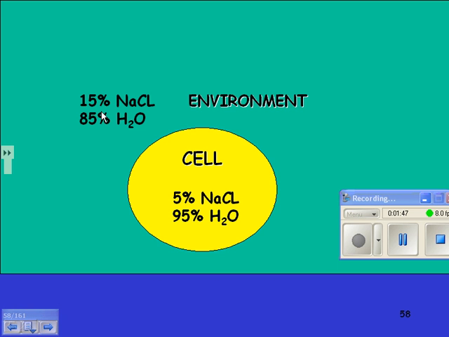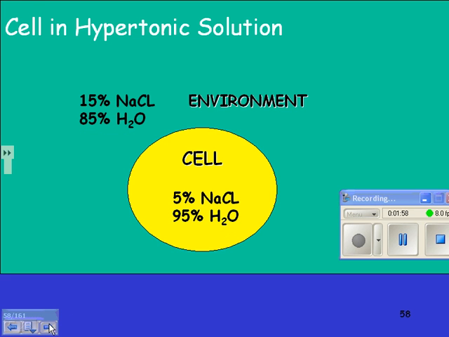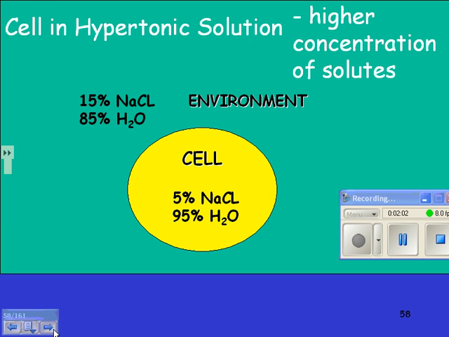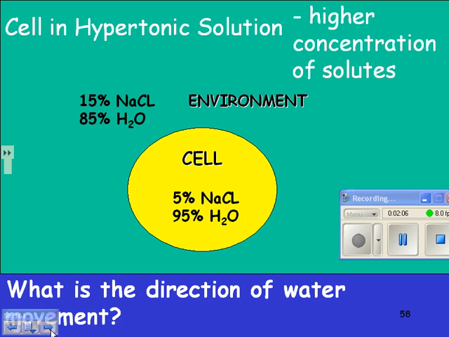Here's another one, and again, look at the water, 85% water versus 95% water. Water goes high to low, there's more here, less here. So this is called a hypertonic solution because there's lots of dissolved stuff here compared to here. Higher concentration of solutes on the outside. So what's the direction of water movement? High to low, it's going to go out this time.